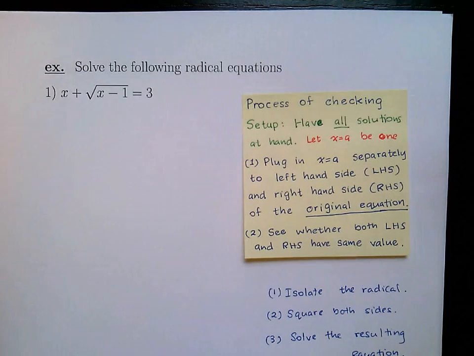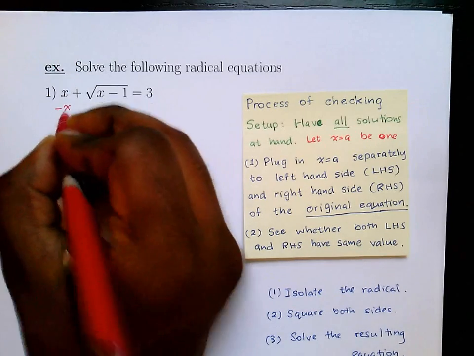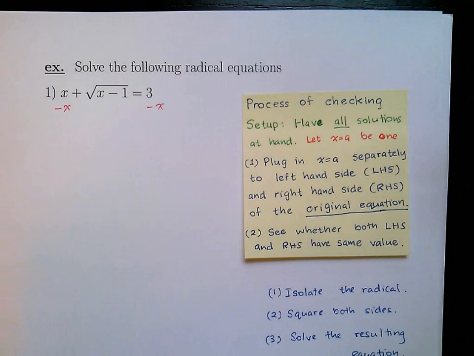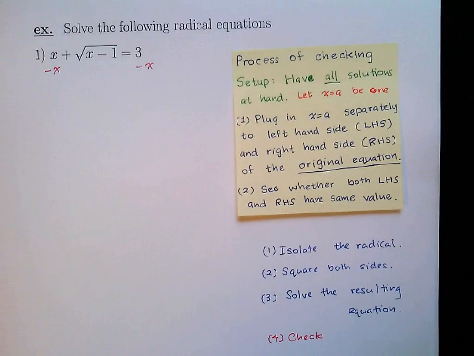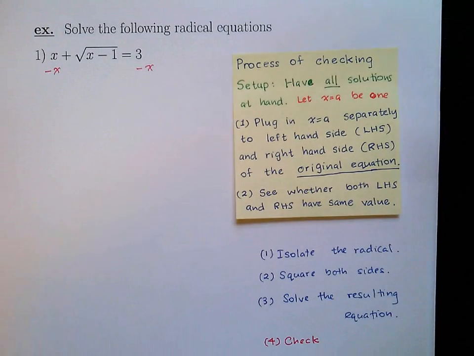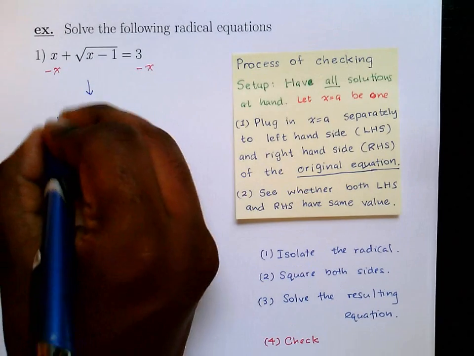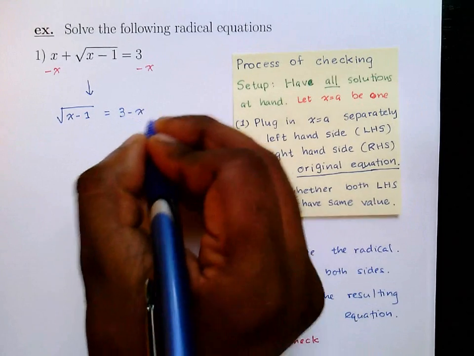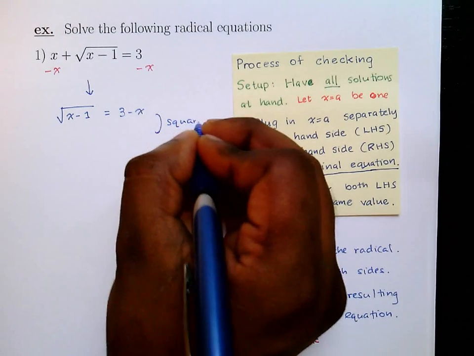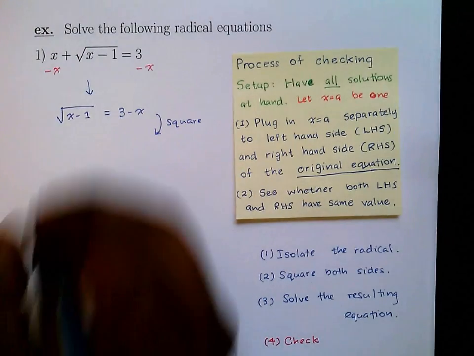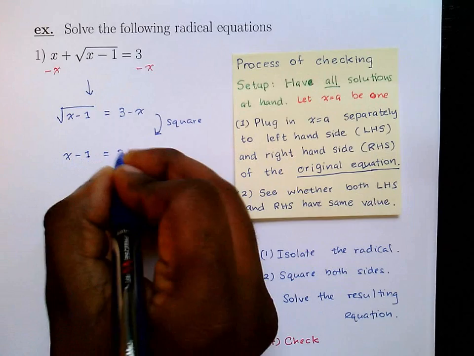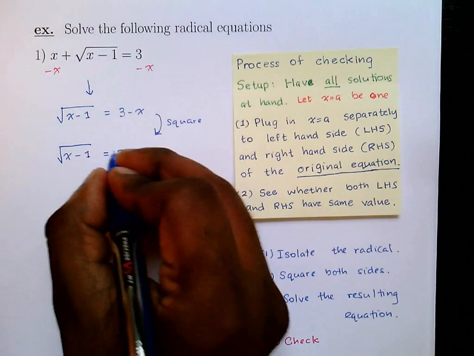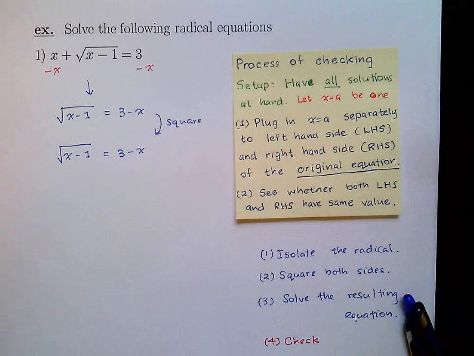So let's see how we do this. And here I would isolate the radical by subtracting x from both sides. And also, a very important step, check. And the process of checking is exactly as I outlined in class. So you get square root of x minus 1 is equal to 3 minus x. So square both sides. And you get x minus 1 is equal to, let's do this by hand, 3 minus x, so you square both sides.